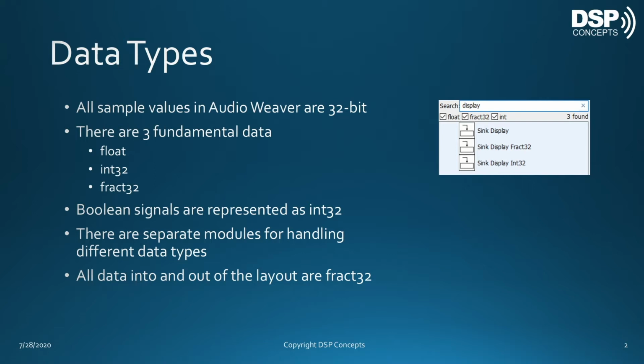There's also separate modules for handling different data types. So on the right, you'll see there's a sync display. So there's a floating point one. That one's unlabeled. You can think of that as the default. There's a FRAC32 and an integer one. What also happens in AudioWeaver, all the input and output data to your layout is all FRAC32 data. That's all the data coming from the I/O and out to the I/O is FRAC32 data.